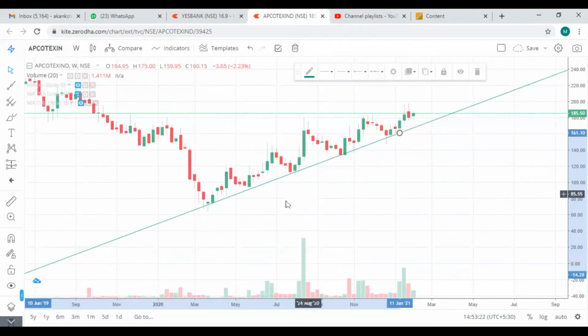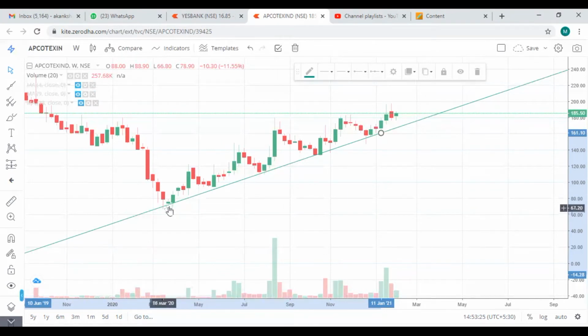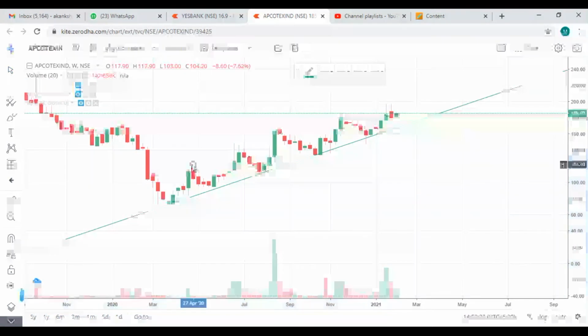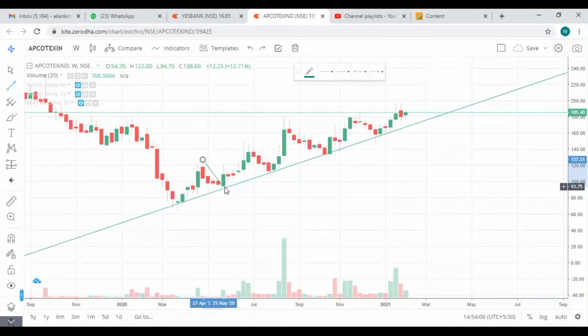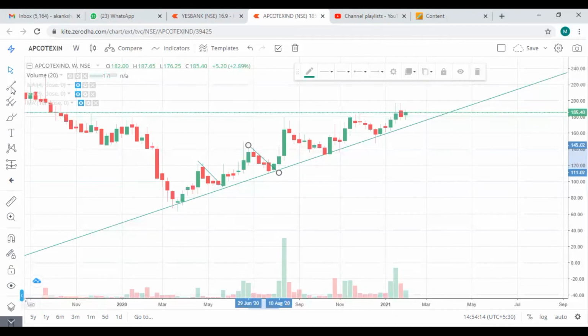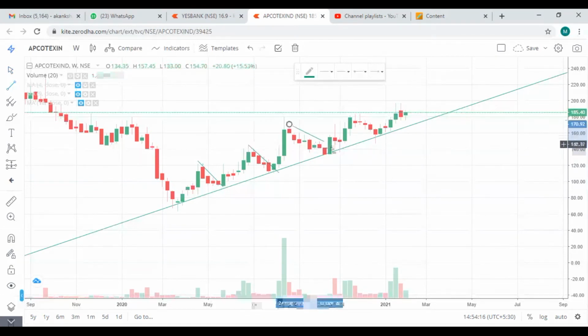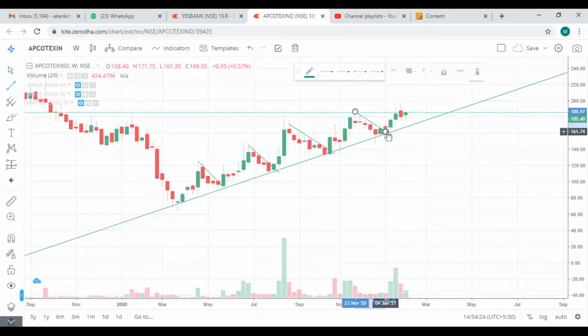Now let me show you one more thing. This is the more consistent trend line, and in between this trend line we are having a few small trend lines as well. This is the smaller trend line. Again a shorter trend line. One more trend line. So in between one continuous trend line, we can have n number of smaller trend lines.